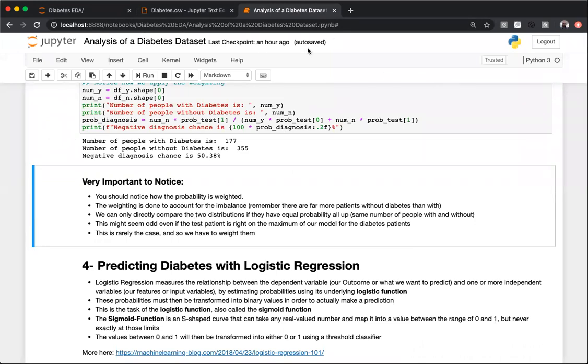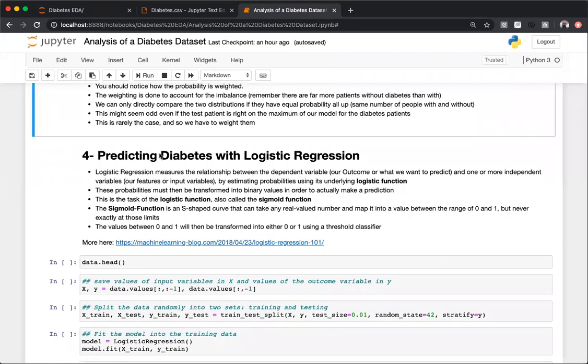So let's begin the fourth part quickly, and this is now predicting diabetes with logistic regression. Logistic regression is a very useful and highly preferred technique in data mining and machine learning. It's quite easy to understand and easy to use.